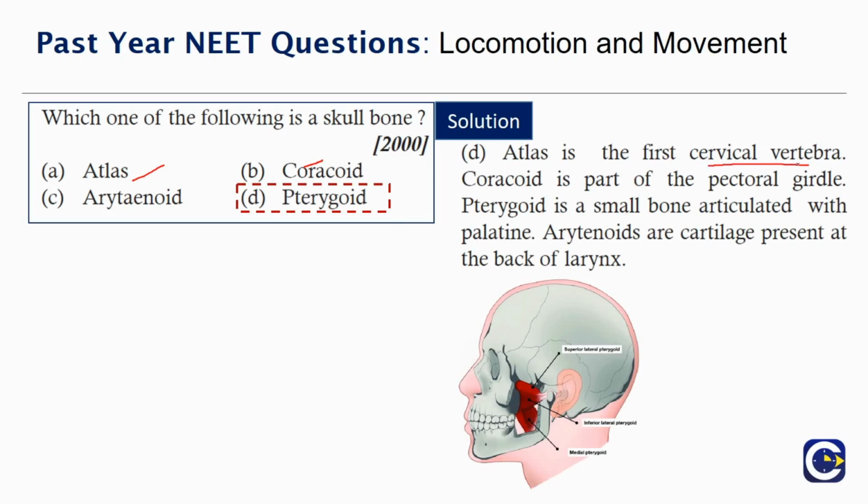Atlas is the first cervical vertebra. Coracoid is part of pectoral girdle. Pterygoid is a small bone articulated with palatine. Arytenoids are cartilage present at the back of the larynx. So moving on to the next question.